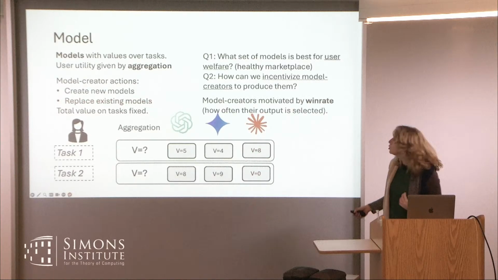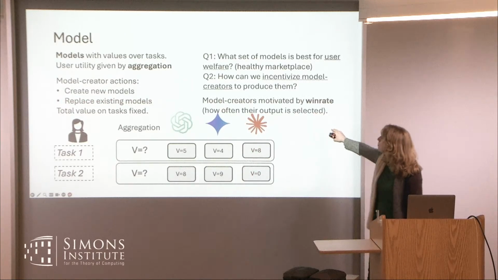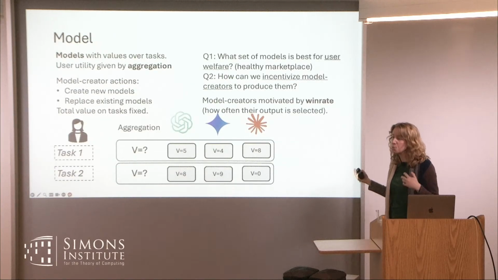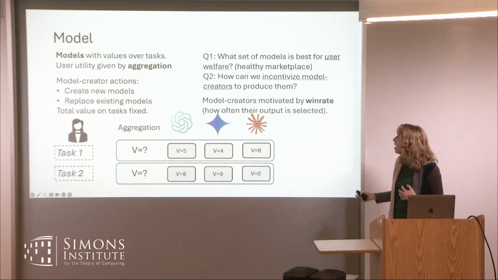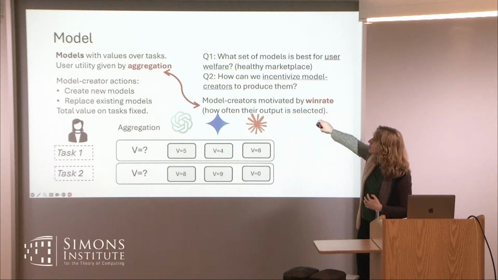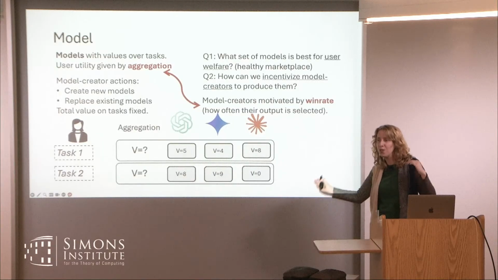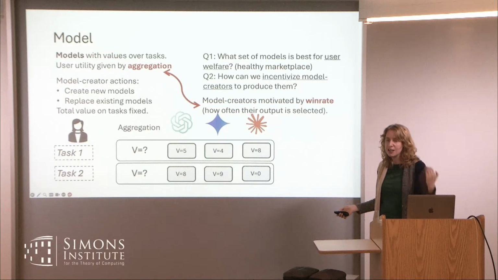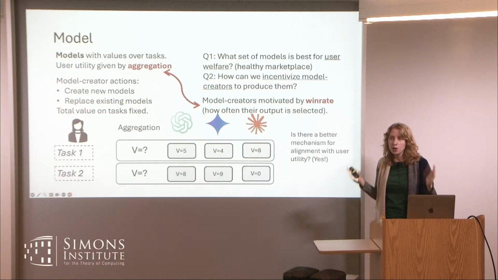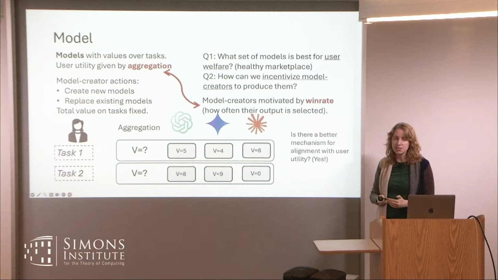And so user utility is given by aggregation. We're noticing that model creators are motivated by win rate, so basically how often their output is selected. This is motivated by what's used in practice. And just one thing I want to highlight is I've said that model creators are motivated by win rate, and user utility is given by aggregation. You might think, are these related? Are these the same thing? A spoiler alert for the end of the talk is that these lead to tension, and we're going to propose a better mechanism to better align these. So that's the second half.